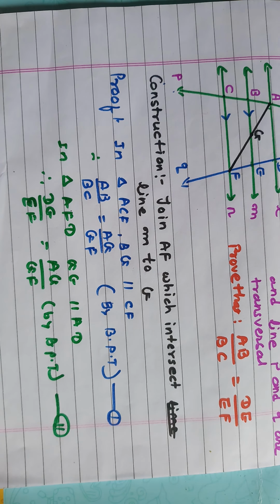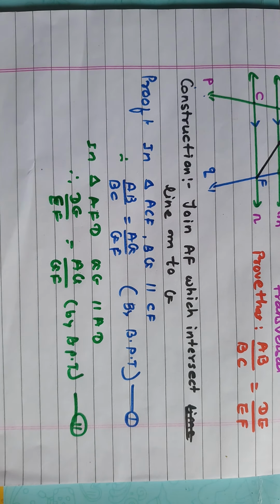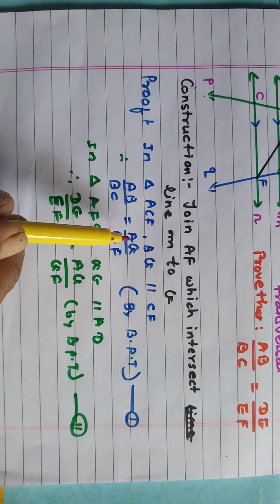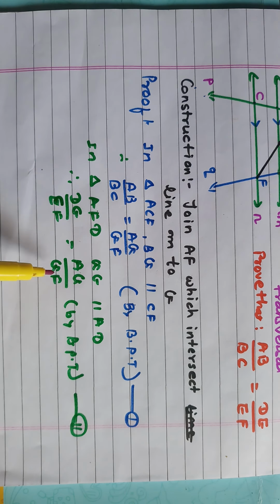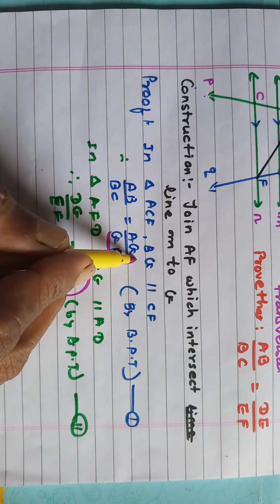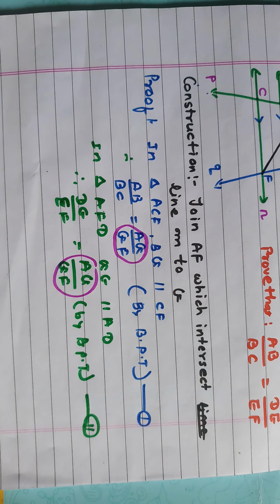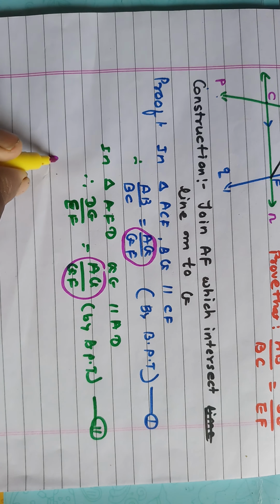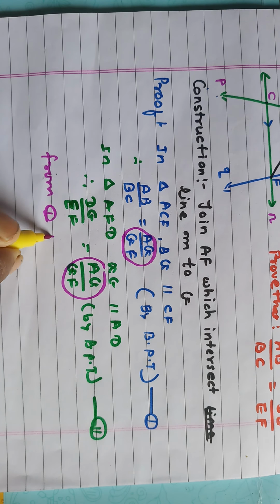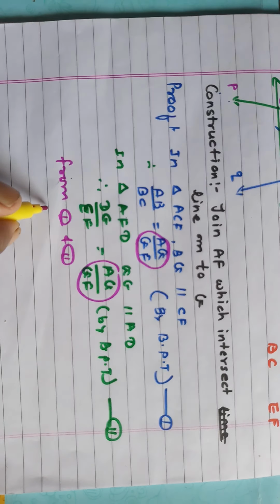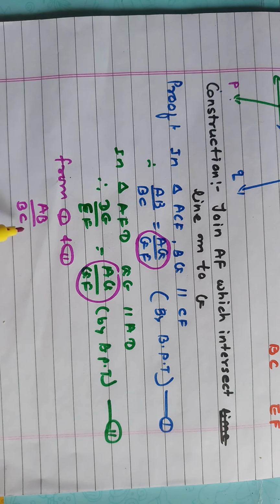This is statement number 2. Now compare statements number 1 and 2. We get AB upon BC equals AG upon GF, and DE upon EF equals AG upon GF. The right hand sides of both statements are equal, so the left hand sides are also equal. From equations 1 and 2, AB upon BC is equal to DE upon EF. So this is what we had to prove.